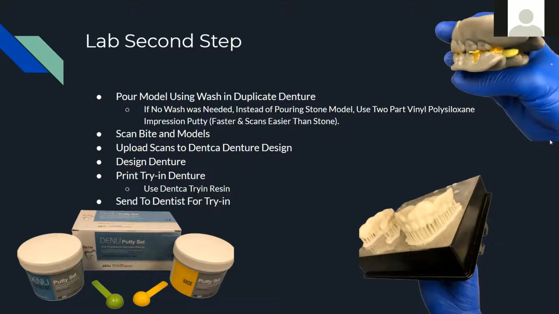Then you would go ahead and send that up to the dentist, and in the upper right-hand corner is a picture of a duplicated denture that we've used, and no wash was needed, so we just went ahead and held it together with sticky wax for when we went to scan it. And we also used the two-part impression material as kind of a makeshift bite registration, just to have more ease in getting them occluded.